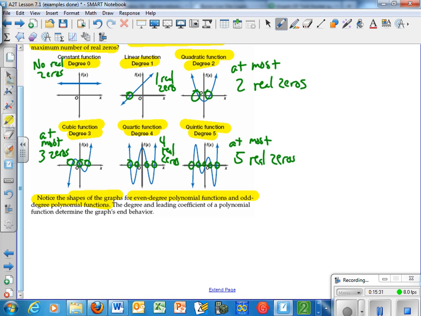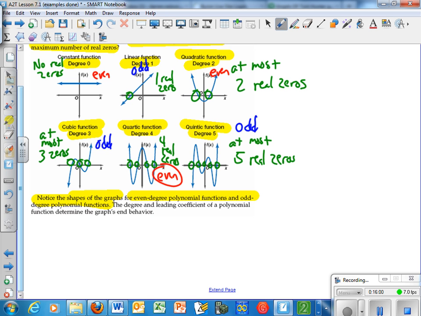Okay? Even degree would be, for example, this right here is even, and the quartic would be even. Okay? And then we have odd, would be like degree 1. This would be odd over here. Quintic would be odd. Okay, those would be odd degrees.